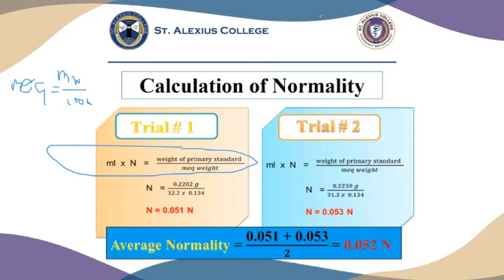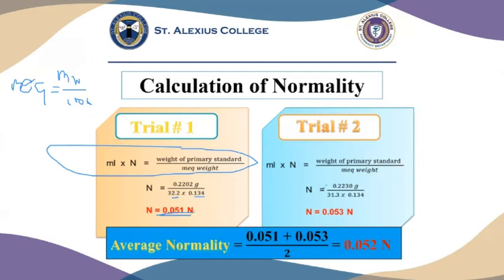The next one is to distribute the given values, or substitute them into the formula. So, for example, in trial number 1, the normality is equal to 0.2202 grams, since that is the weight of the sample, over 32.2 ml of potassium permanganate times 0.134. So the answer is 0.051 normality.